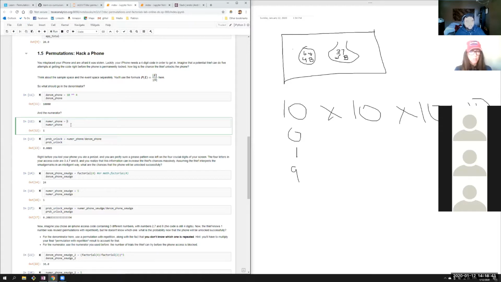So if he starts randomly trying 4-digit combinations, he can only do that 5 times, i.e. he can only try 5 4-digit combinations before he can no longer try anything else. So that's why I guess the event space is 5, and I think that's what's in the solution, right?